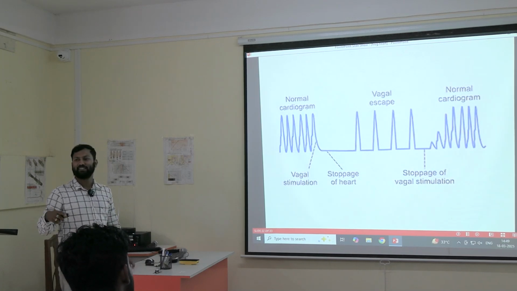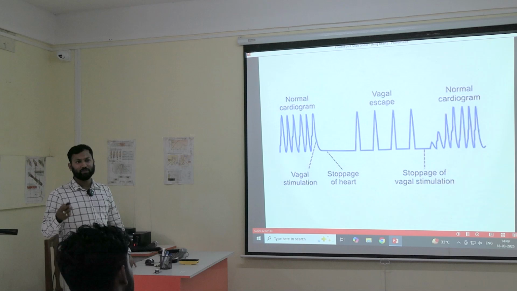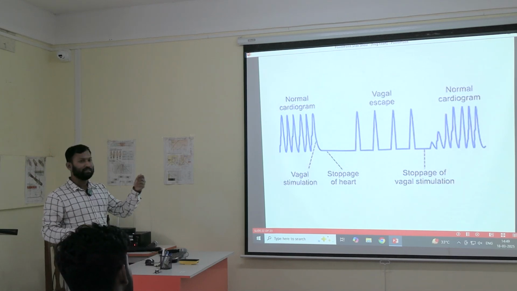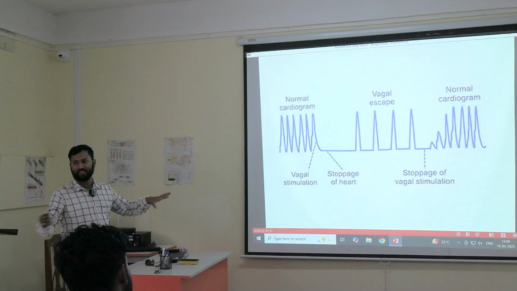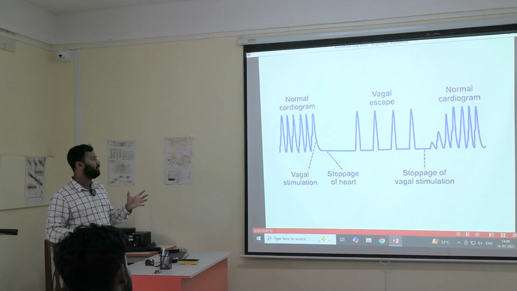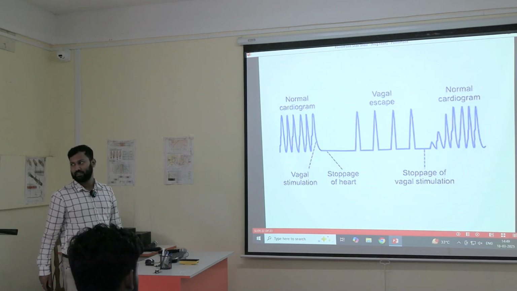As I told you, acetylcholine will decrease the contractility of the heart. So the vagus nerve usually releases acetylcholine from the nerve endings. So if we are stimulating it vigorously, then acetylcholine will keep on getting released. So this acetylcholine will stop the heart because there is so much of acetylcholine and it will act on the muscarinic receptors of the heart.